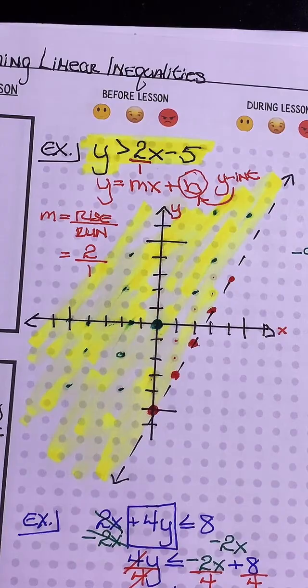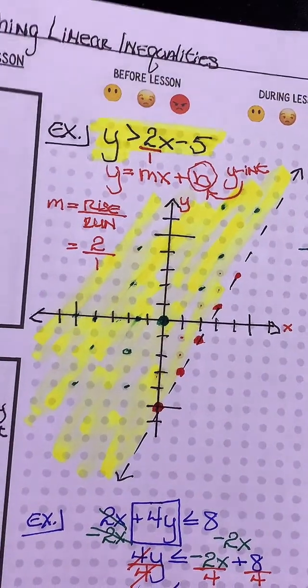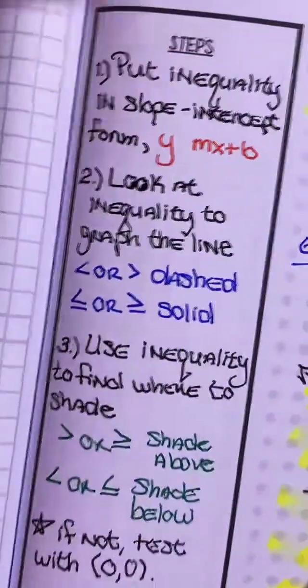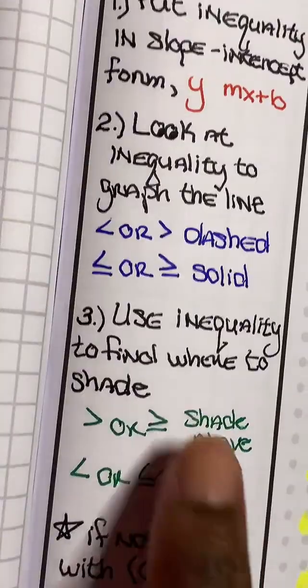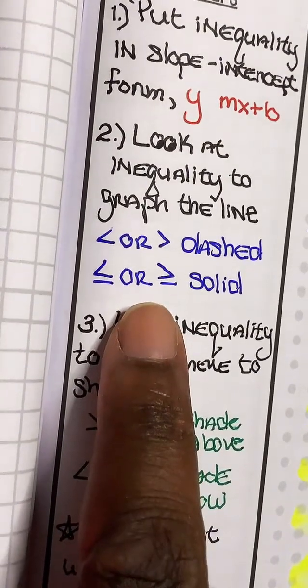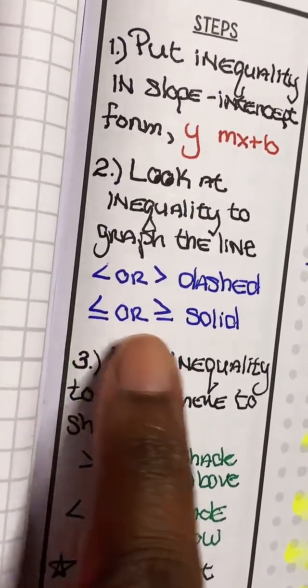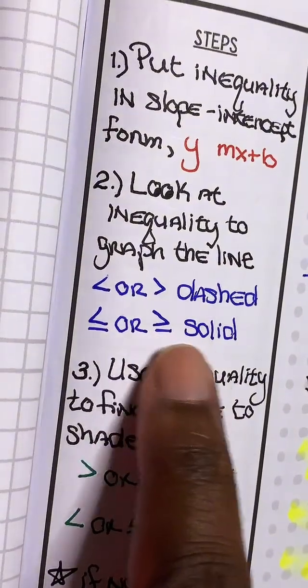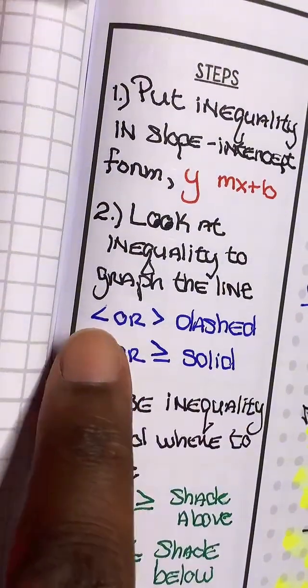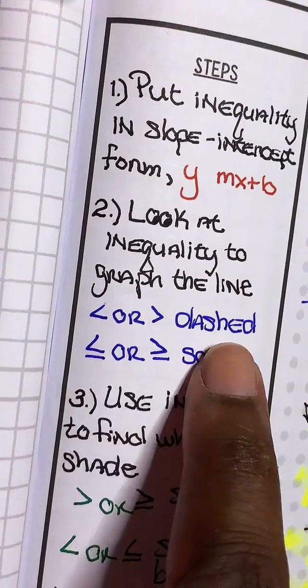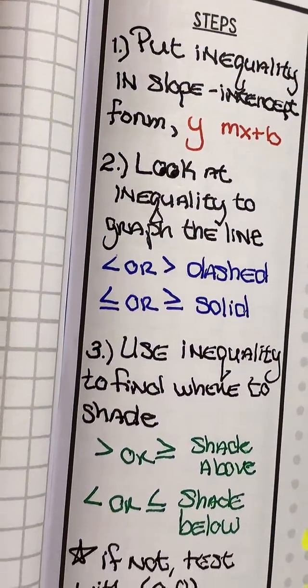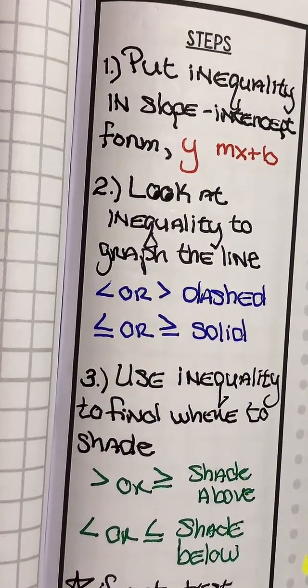So less than or equal to, greater than or equal to is a solid line. Okay. Less than or equal to, greater than or equal to, solid line. Less than or greater than, dashed line.